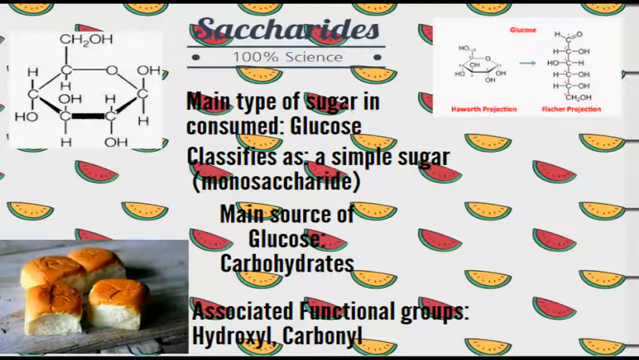The main type of sugar that humans consume is glucose. Glucose is also known as a simple sugar or a monosaccharide. It comes from the carbohydrates that we eat on a day-to-day basis. 100% of the carbs we eat turns into glucose. Associated functional groups are hydroxyl and carbonyl groups.